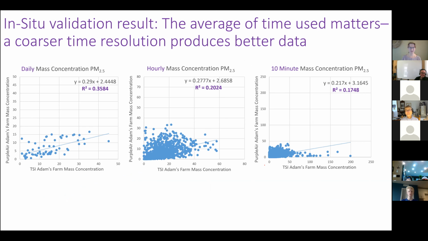Another thing that we noticed by analyzing this in situ validation result was that the average of time we use matters. Because we had so much data collected over a long period of time, we were able to play with the average that we had. And you'll notice on the far left, we have our PM2.5 data in terms of a daily mass concentration. In the middle, we've got an hourly mass concentration. And on the far right, we have a 10-minute average. You'll also notice that the R-squared value gradually gets worse the closer we get to our 10-minute average. So what this tells us is that our TSI and PurpleAir data are aligning better when we use a larger time average.